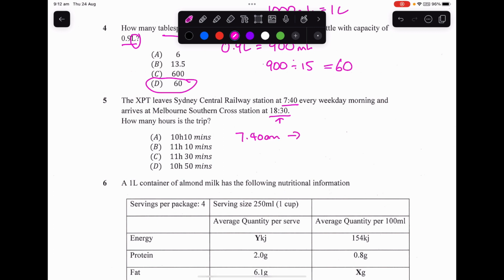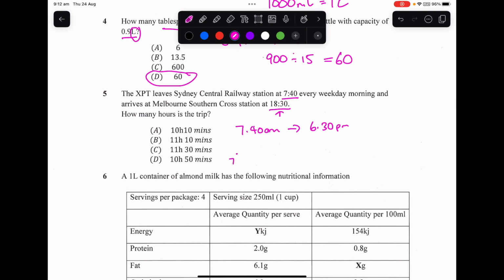a.m. to 6:30 p.m. There are many different ways you can do this. I'm just going to do a quick timeline. So if I'm at 7:40 a.m., I'm going to add 20 minutes, which takes me to 8 a.m. I'm then going to add 4 hours to take me to 12 p.m. Then I can add 6 hours to take me to 6 p.m. and 30 minutes to take me to 6:30 p.m.